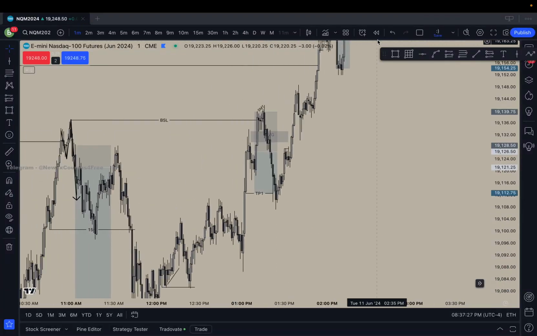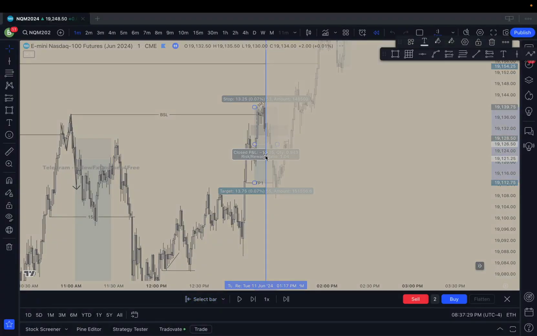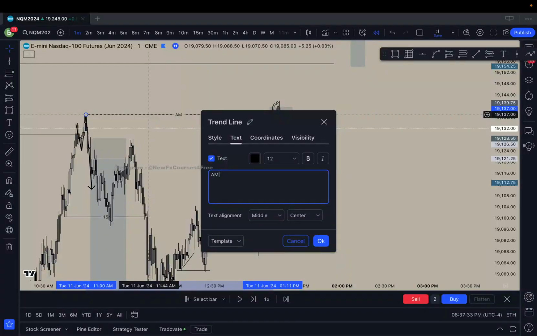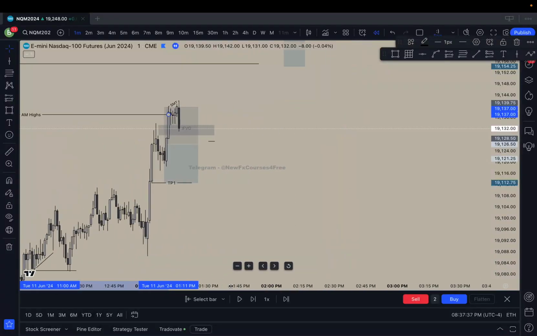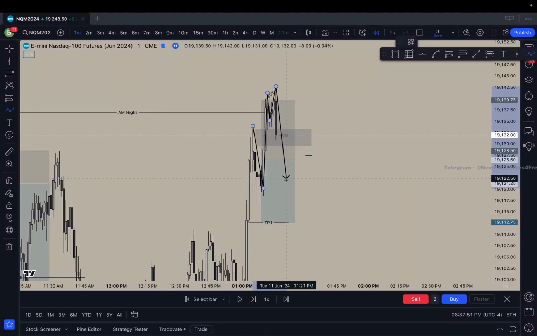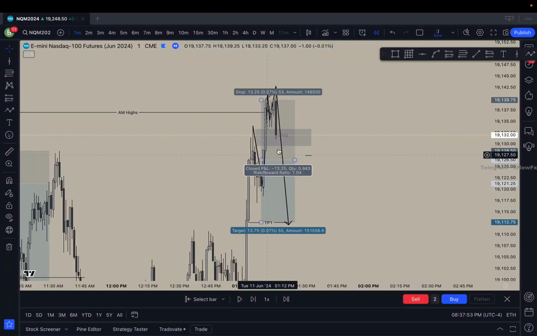Also, if there's an SMT, it's even better. Okay, what did we sweep? AM highs, significant liquidity pool. Swing high, swing low. Swing high takes out AM high, significant liquidity pool. We form an SMT in this internal high here. What do we have here? Look at the highest time frame.